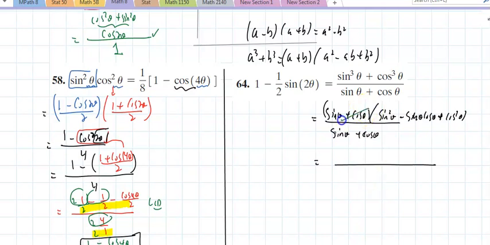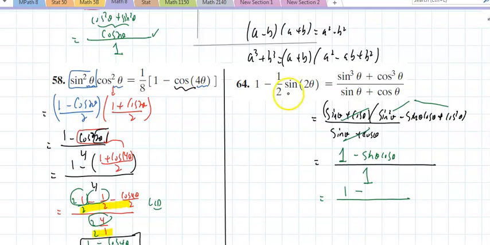One, those cancel out. And I noticed this is sine squared plus cosine squared, that's a 1, minus the sine of theta cosine of theta. Again, I use this to my advantage. I would say that's 1 minus.